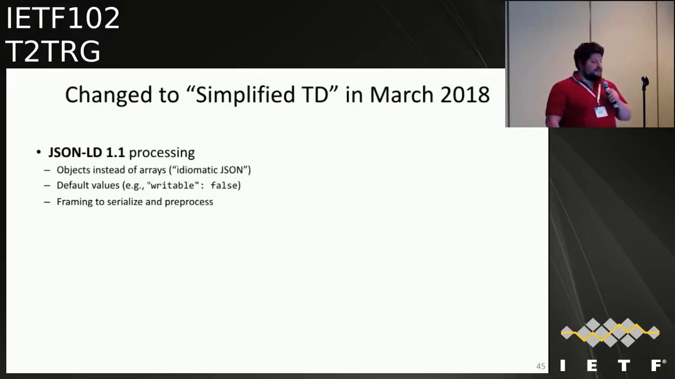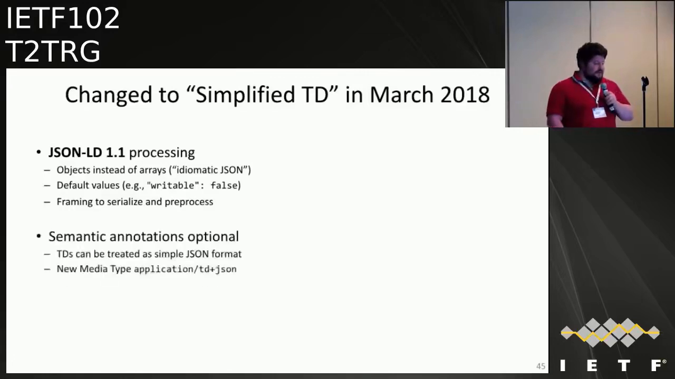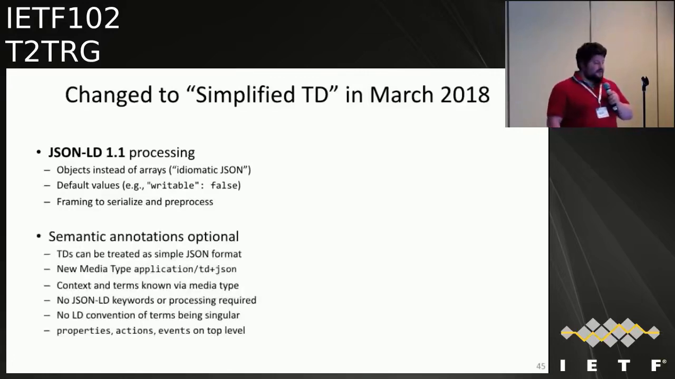And they have a new mechanism called framing to ease the serialization process and also provide some pre-processing of these documents. The implications of that are now that we could make the semantic annotations fully optional. So basically, you can now use thing descriptions without any knowledge about JSON-LD. It just looks normal to you. Of course, you don't have these semantic annotations in there, but you can still programmatically build something that can consume these thing descriptions and do the right thing.